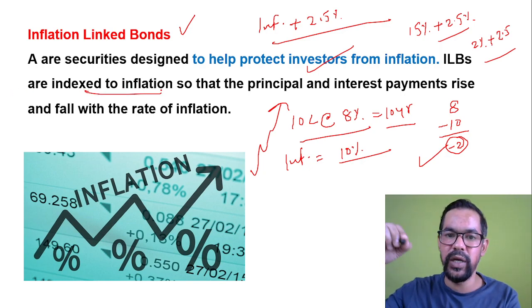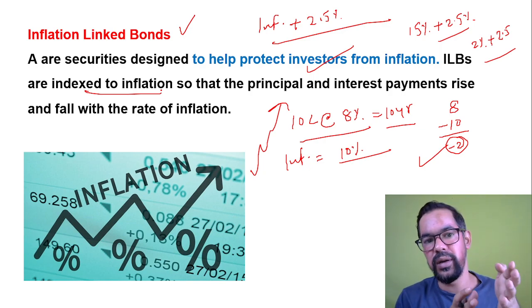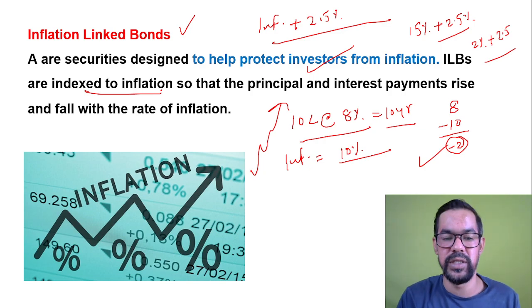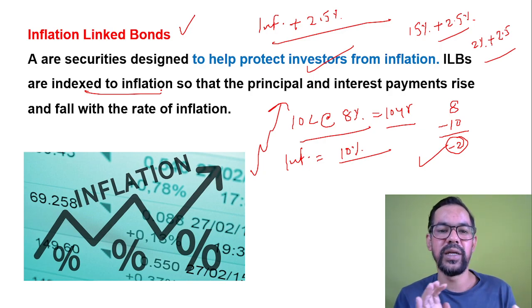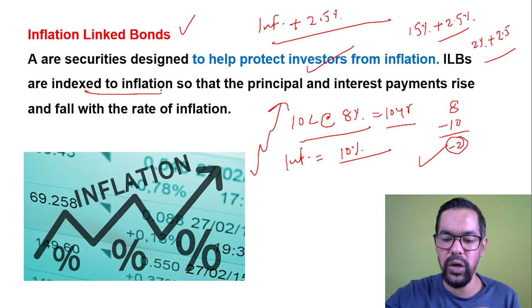So as inflation goes up, the value, like the rate of interest, is inflation plus this, and they are using that index. So that is the calculation, and this way they are generally protecting the interest of investors. Hope this is clear to all of you.